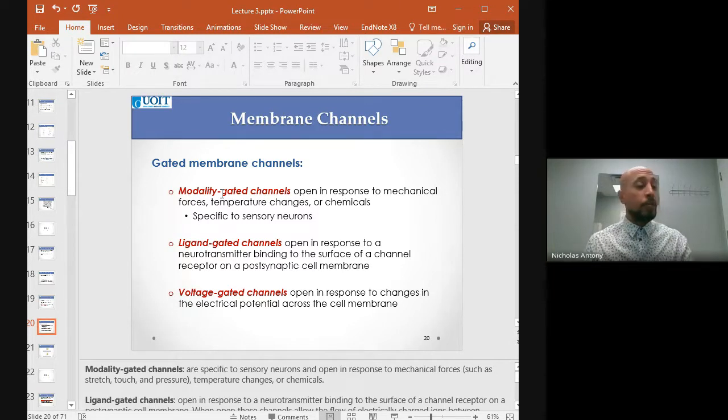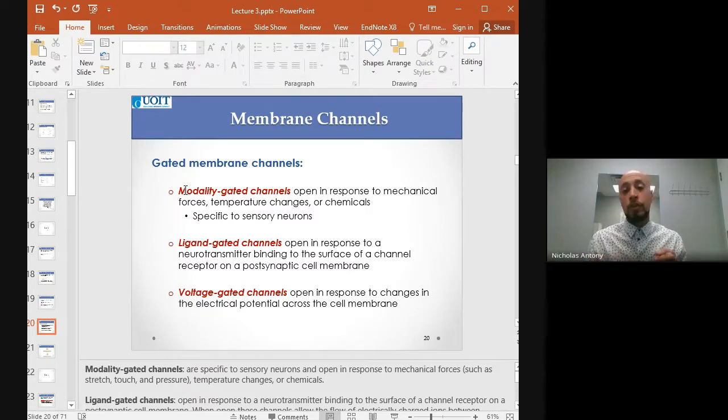The 3 types of gated channels that we're going to discuss today start with the modality-gated channels. Modality-gated channels are those channels on the dendrites of our sensory nerves. We have sensory nerves that are specific for temperature, pressure, vibration, and proprioception. All of those sensory neurons start with modality-gated channels on their dendrites, and these channels open in response to a specific sensory or mechanical force.